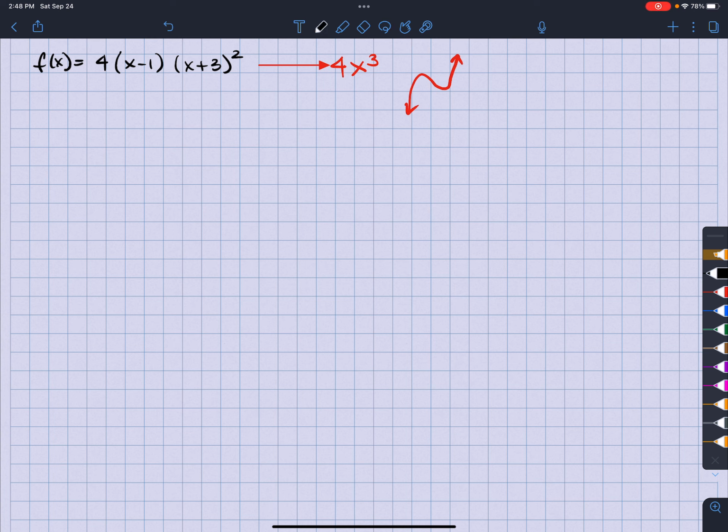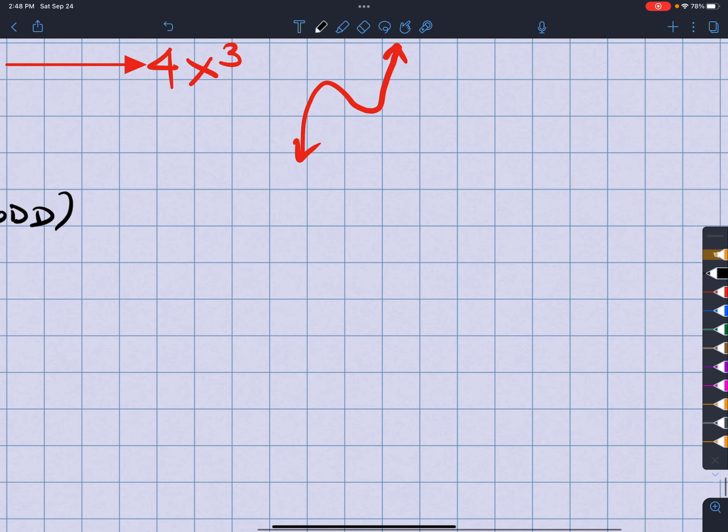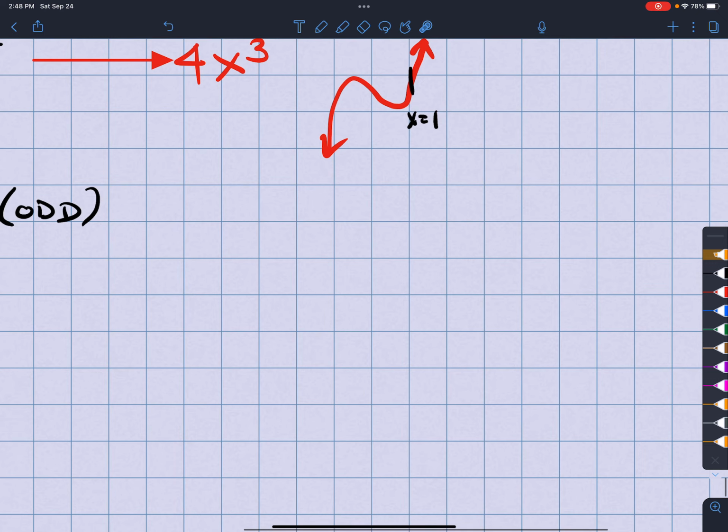Number two, I know that I have a 0 at x equals 1 with the multiplicity that is of 1, or better yet, odd. That means at x equals 1, it's going to go through, right? So chances are over here will be x is equal to 1, okay? Because this is going to go through that point, all right?